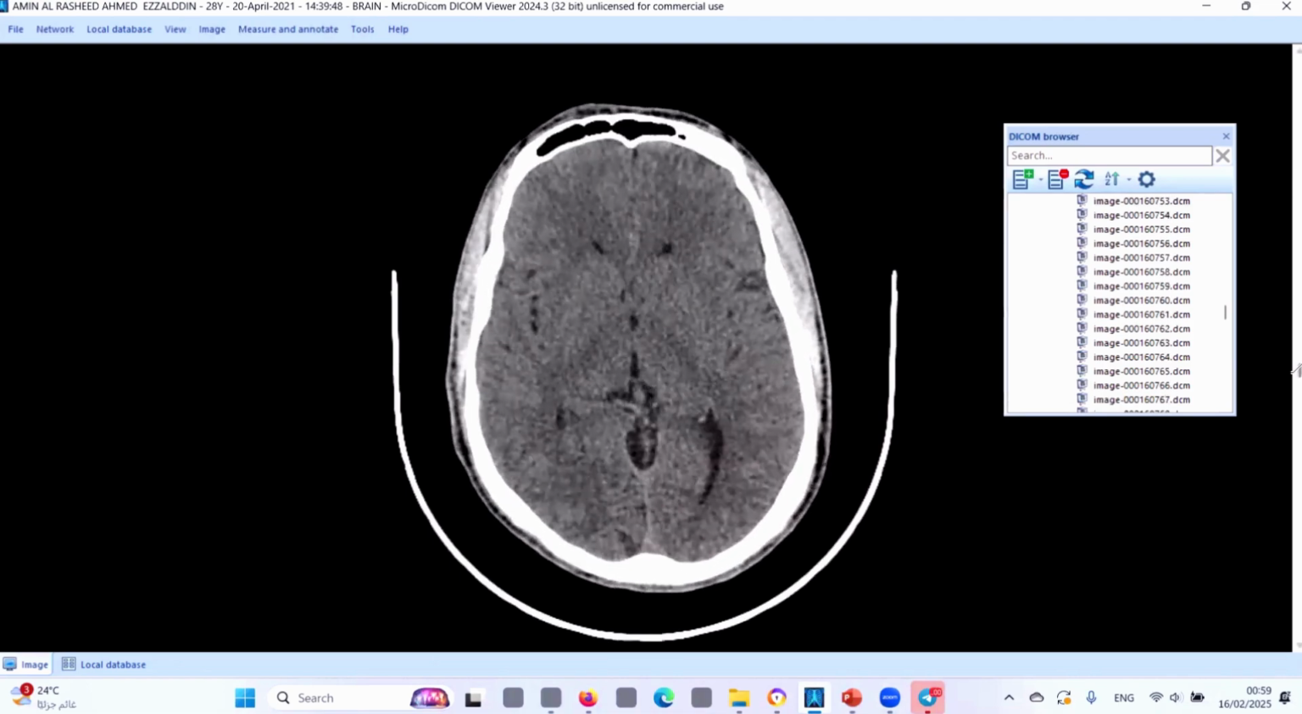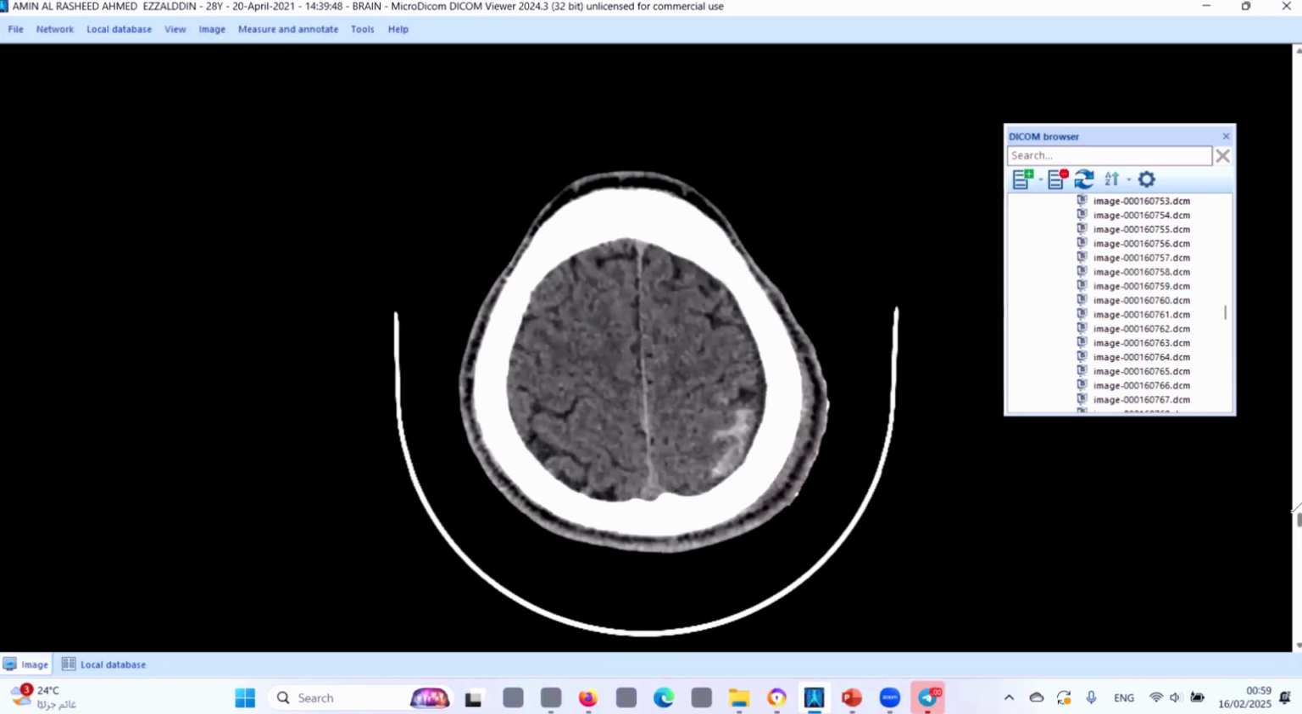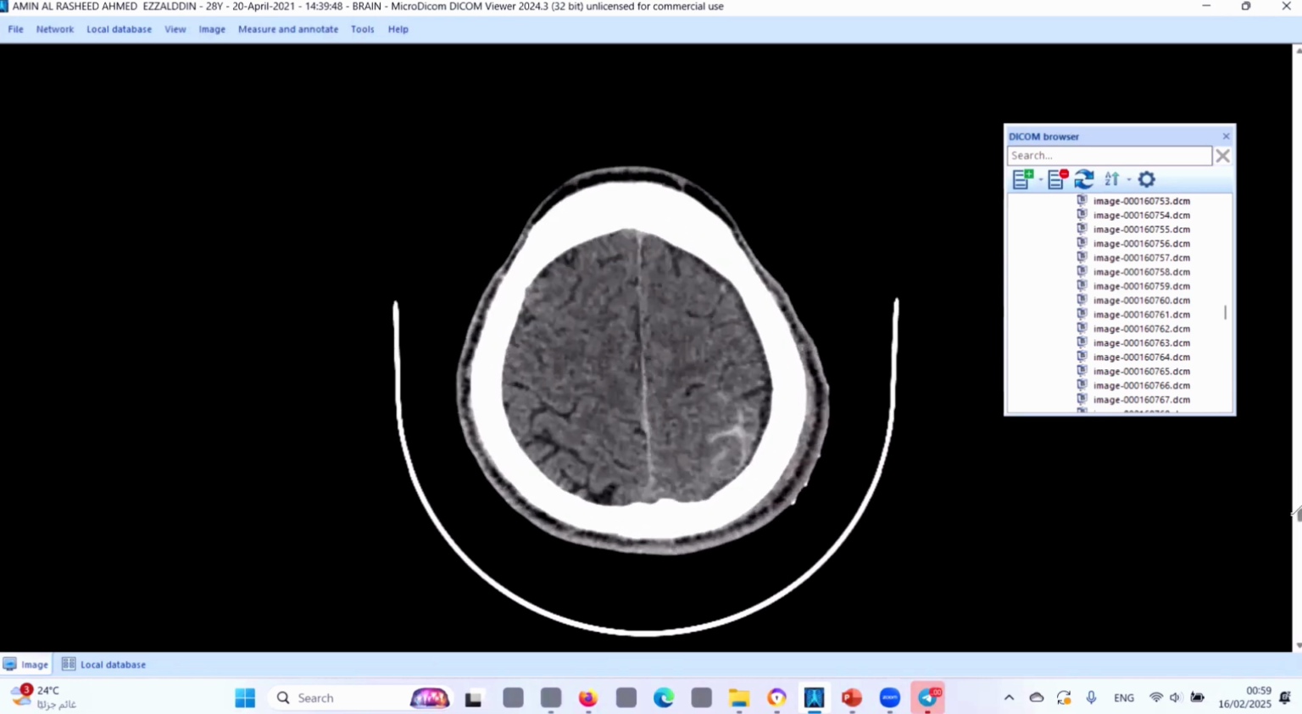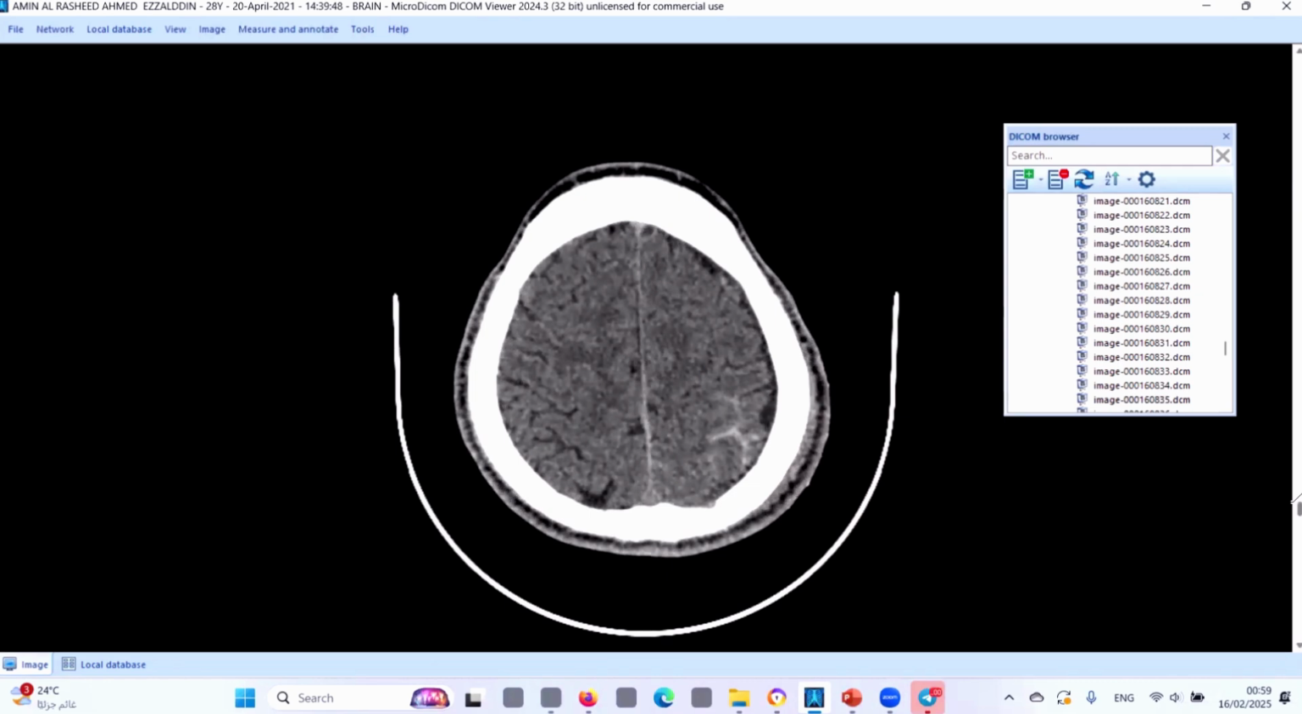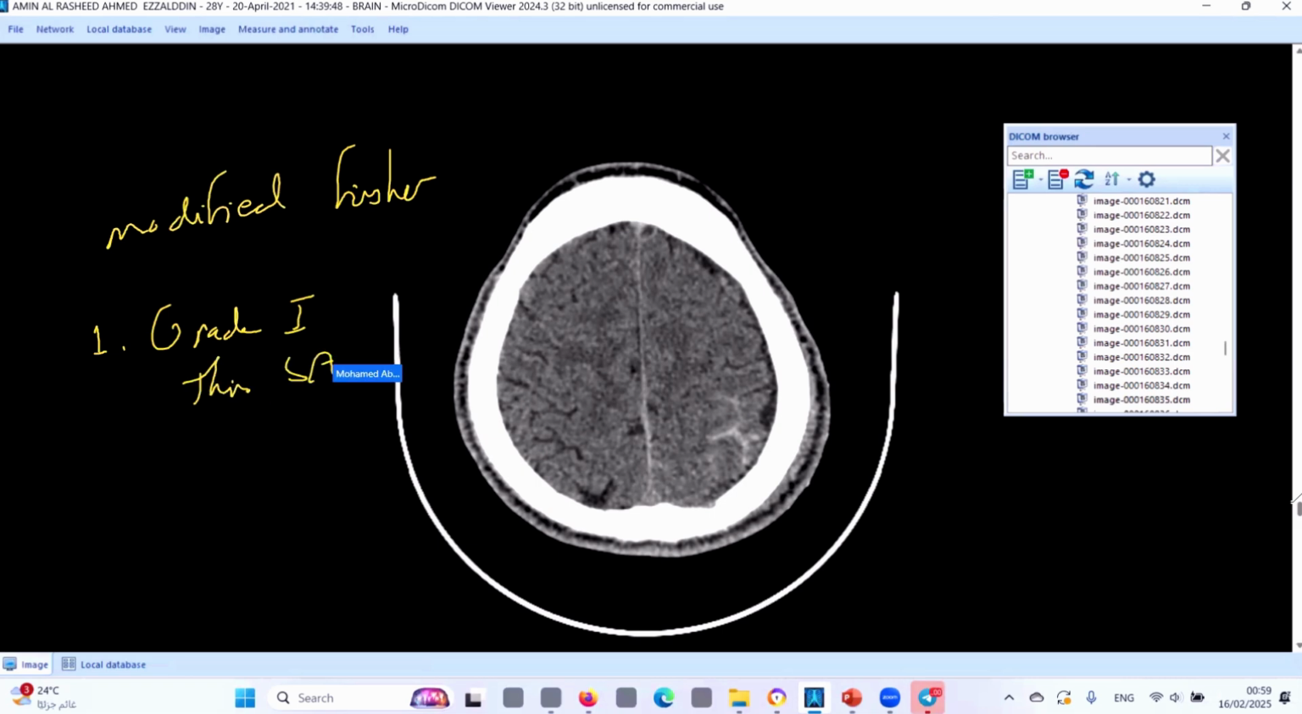We have the modified Fisher grading. We can grade the subarachnoid hemorrhage by the modified Fisher grading. We have different grades. Grade 1 is thin subarachnoid hemorrhage. As you see here, this is grade 1. Grade 2, if we have thin subarachnoid hemorrhage plus intraventricular hemorrhage. So if we add intraventricular hemorrhage, it will be grade 2.